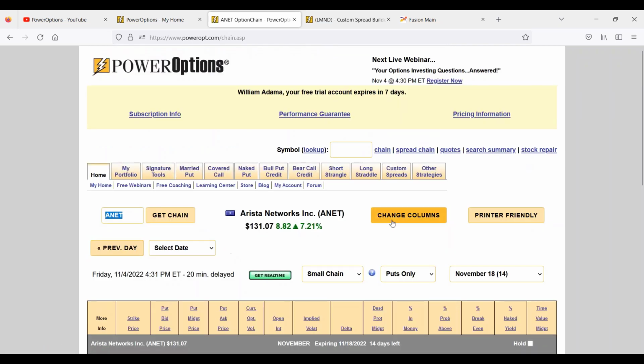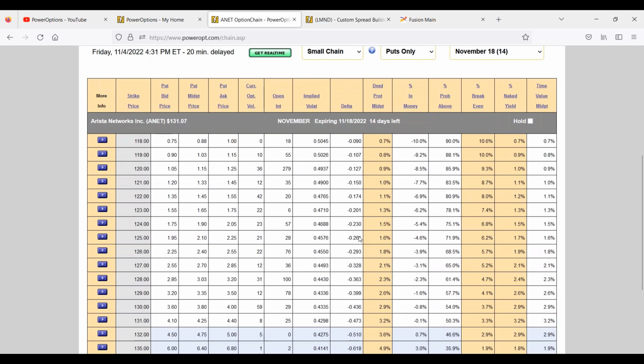But let's say I was considering selling a 14-day out cash secured or naked put. Stock just had this move up, looks pretty strong. I'm thinking of maybe selling a 125 put for about 14 days out. So we get a premium of about $2. The delta is around 0.26.